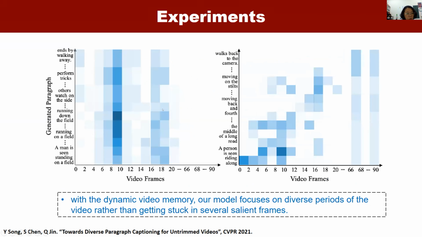And this figure shows the visualization of the attention. For the baseline models or other models, they tend to focus on only a few keyframes and their related events, which generates redundant captions. However, our model has a more healthy attention pattern, so we can progressively attend to different keyframes in the video.